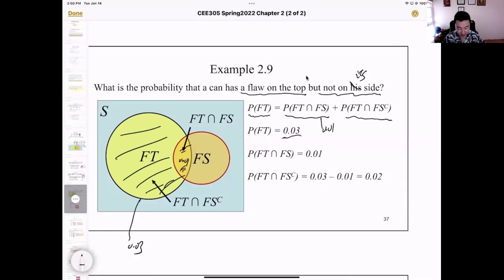So simply because the whole circle is 0.03 and the intersection is 0.01, that area, which is what the question is asking, is 0.03 minus 0.01, 2%. Sometimes you draw something like this, and you can see the correlation between what is the intersection and what is the union.